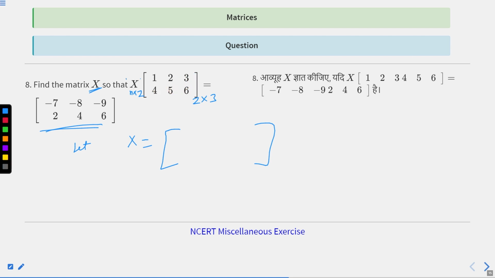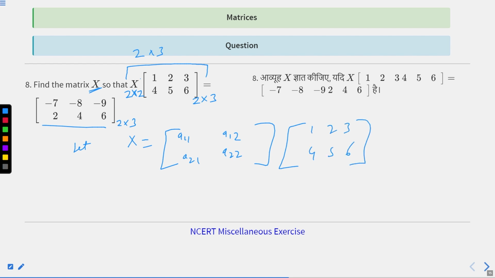Now, the output matrix will be of n cross 3 order. The output is already given as 2 cross 3 order, so n is also going to be 2. This means X will be a 2 cross 2 square matrix, with entries a11, a12, a21, a22. So you have to multiply this, and then you can easily find your entries. Let us see how to do that.